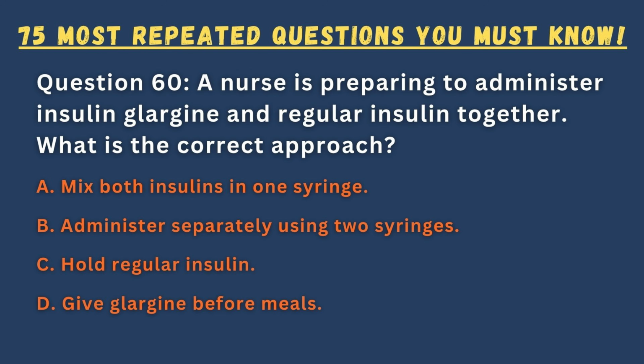Question 60. A nurse is preparing to administer insulin glargine and regular insulin together. What is the correct approach? A. Mix both insulins in one syringe. B. Administer separately using 2 syringes. C. Hold regular insulin. D. Give glargine before meals.